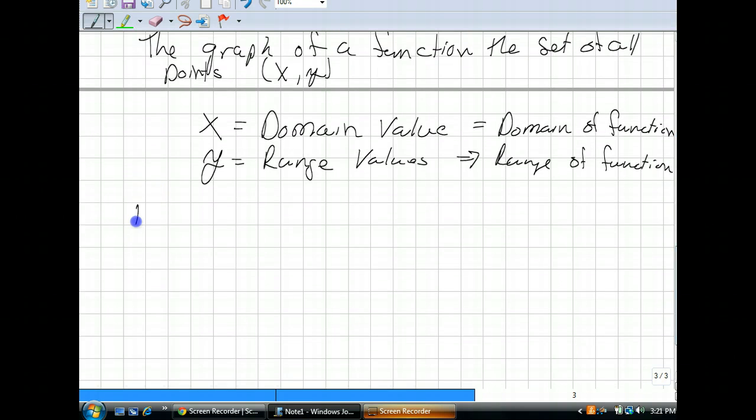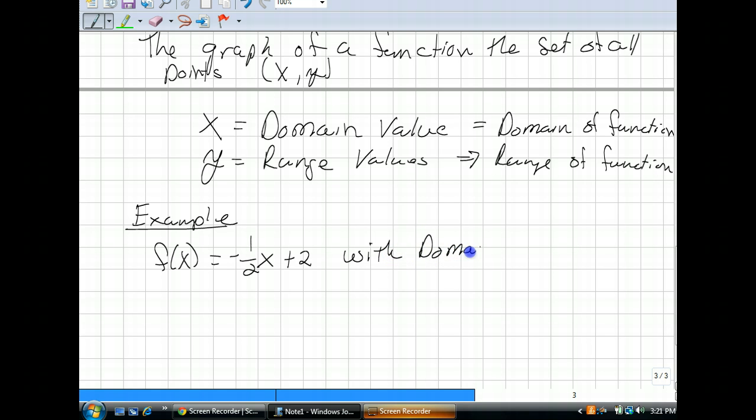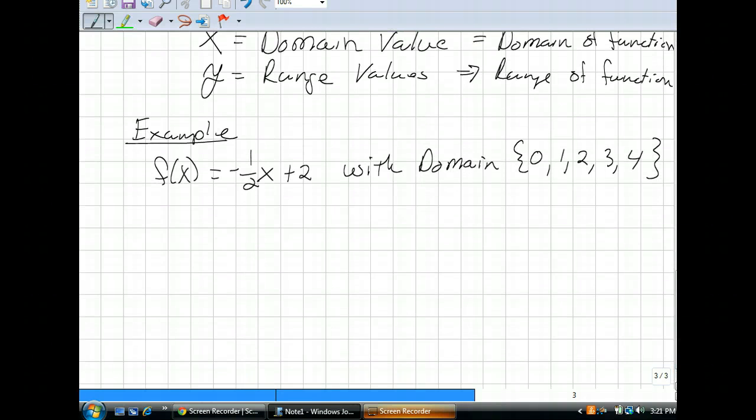Okay. So example. If I have f of x is equal to negative 1/2 x plus 2 with domain 0, 1, 2, 3, 4. So this is saying the only numbers I can use for x are 0, 1, 2, 3, 4, which means I can't use any decimals, any fractions. I can only use those 5 numbers.